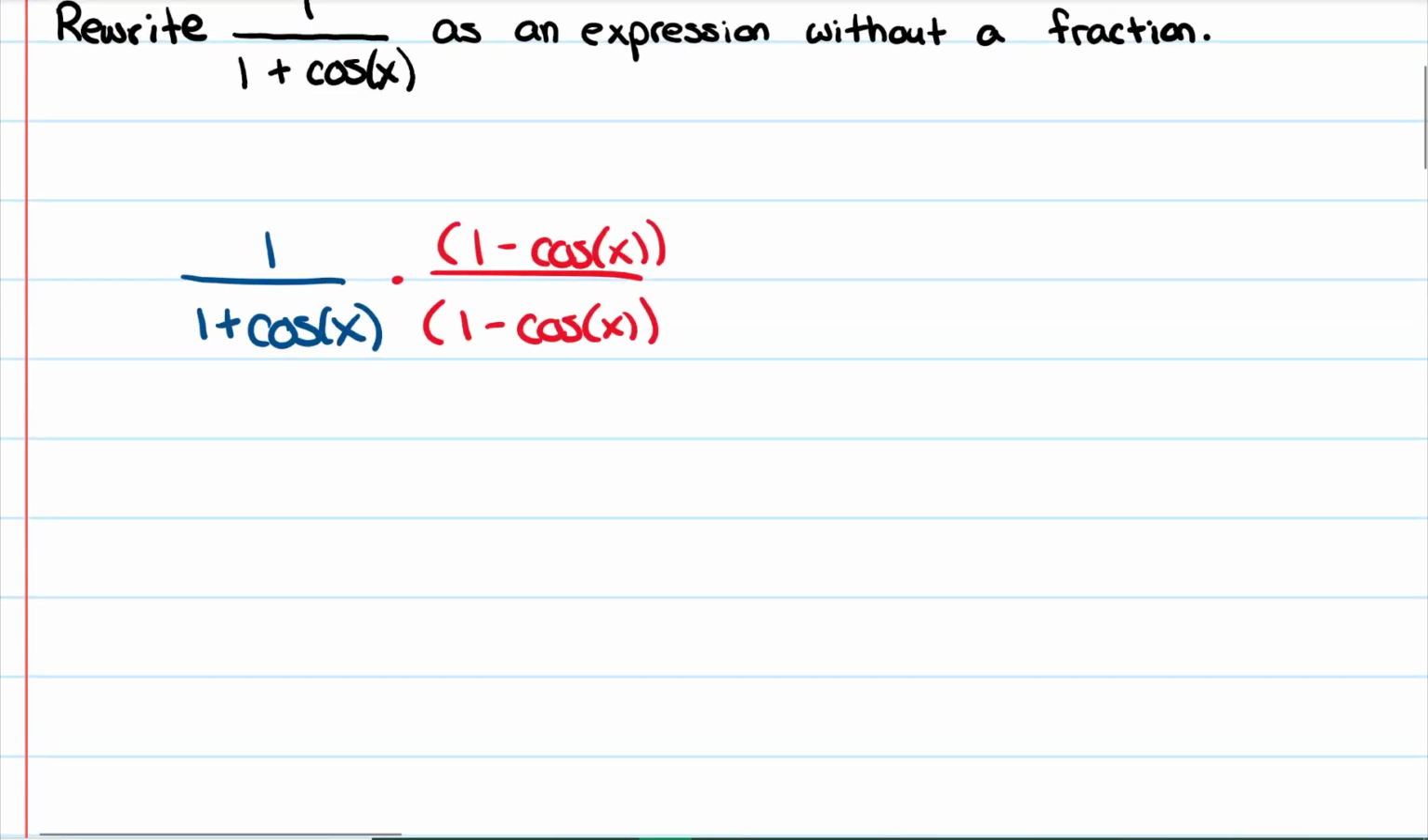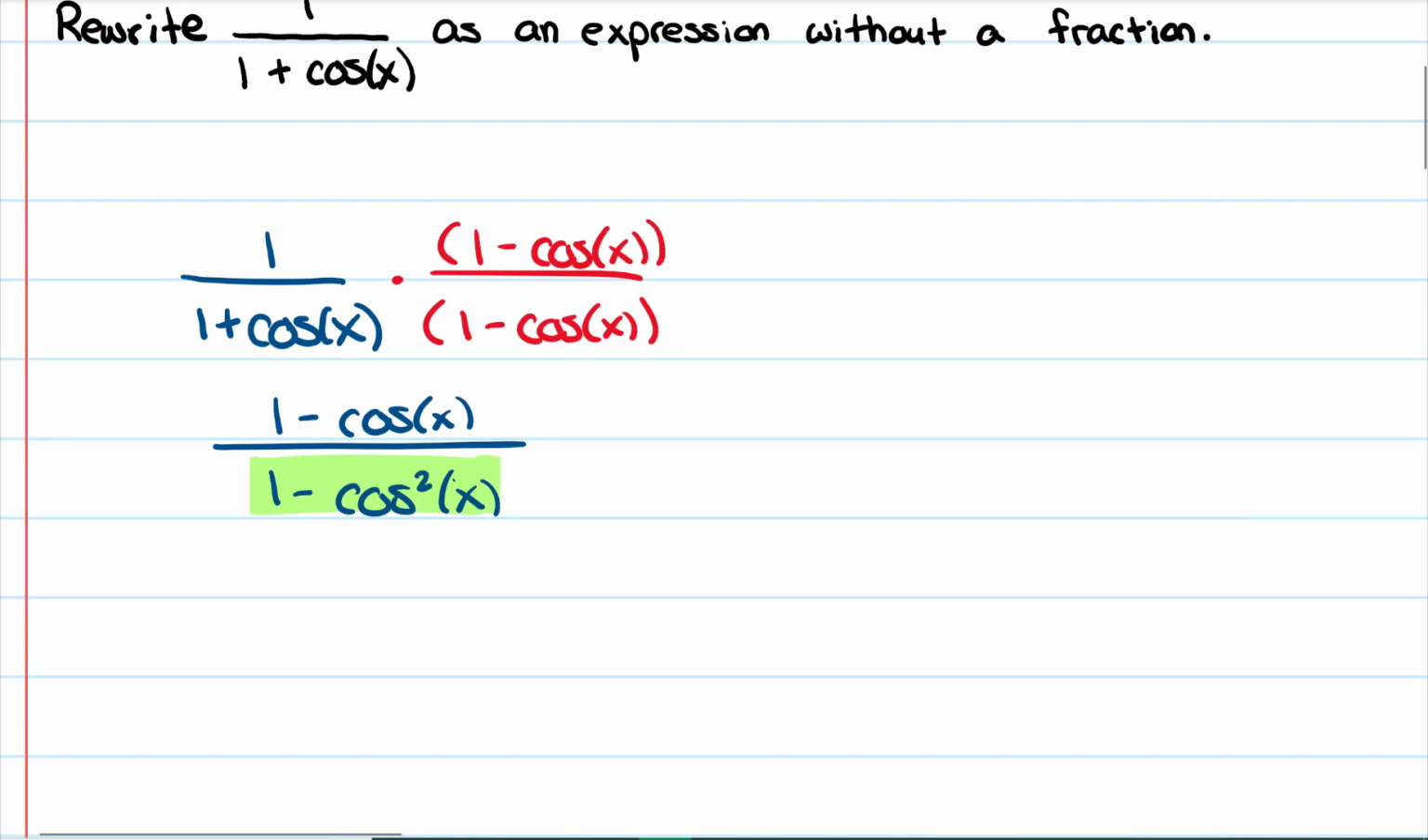So now we're going to multiply those out. So in the numerator, I'm going to get 1 minus cosine of x. And in the denominator, when you multiply by the conjugate, you're going to end up getting 1 minus cosine squared of x, because the middle term ends up going away. Once you see this, you should scream Pythagorean identity.